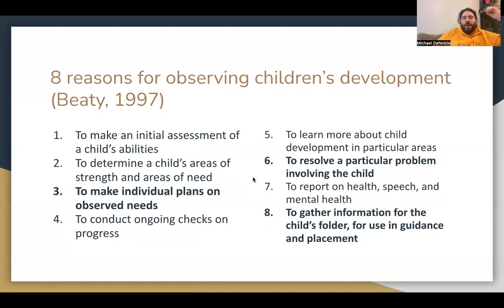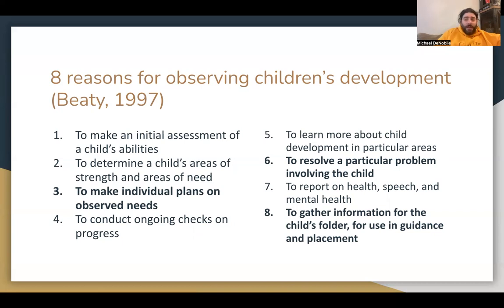So this researcher Beatty published in 1997 8 reasons for observing children's development. I'm not going to go through all 8. I'm just going to focus on 3. So the three I'm going to focus on is number 3, to make individual plans on observed needs, to resolve a particular problem involving the child, and to gather information for the child's folder for use and guidance and for placement. So what I want to emphasize here is that observations help us game plan the observed needs of students.